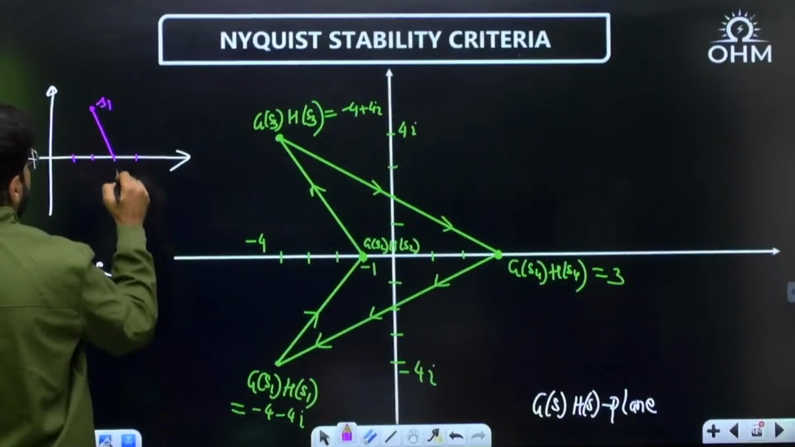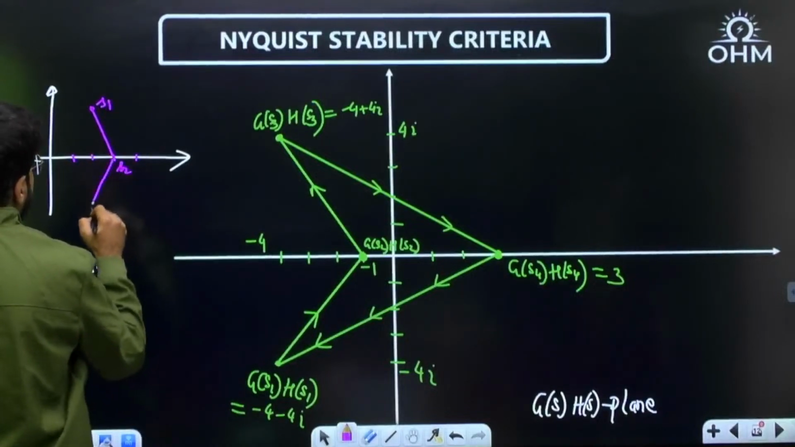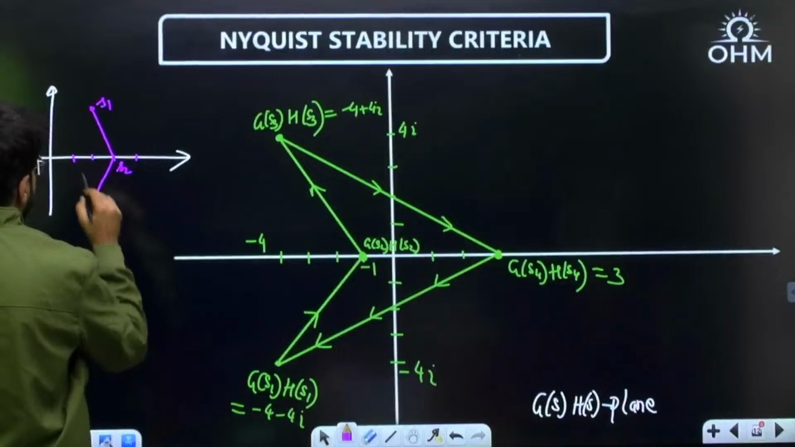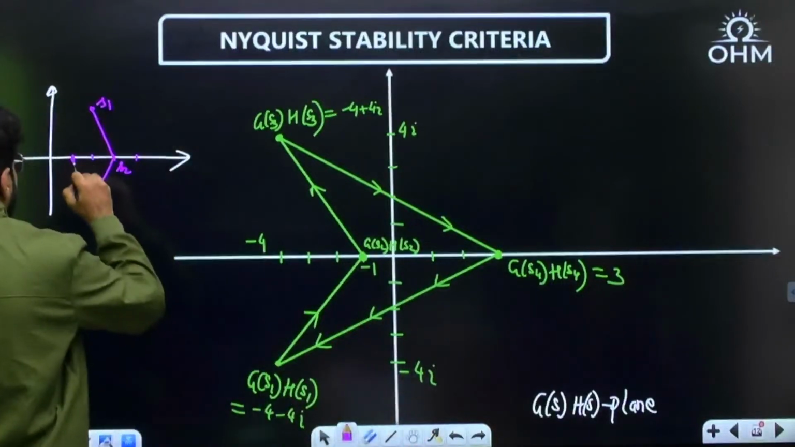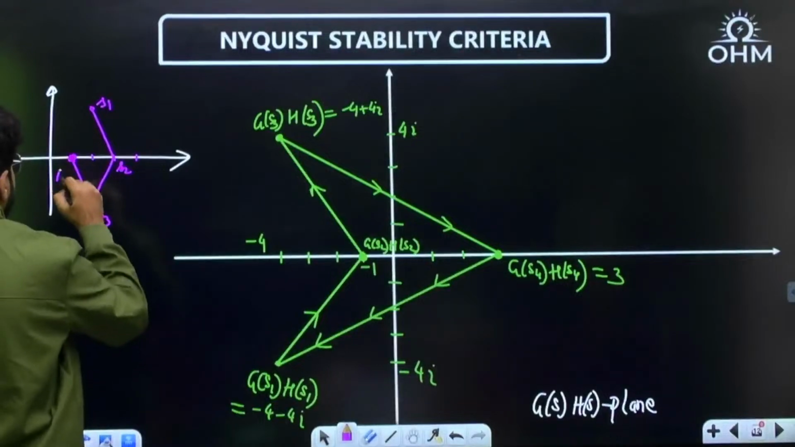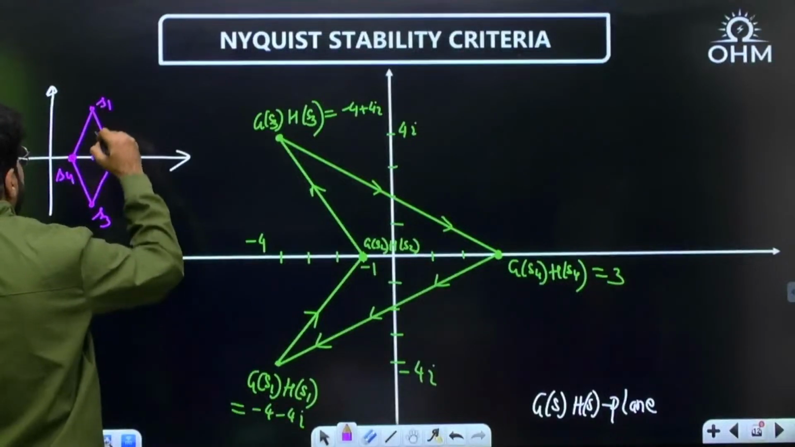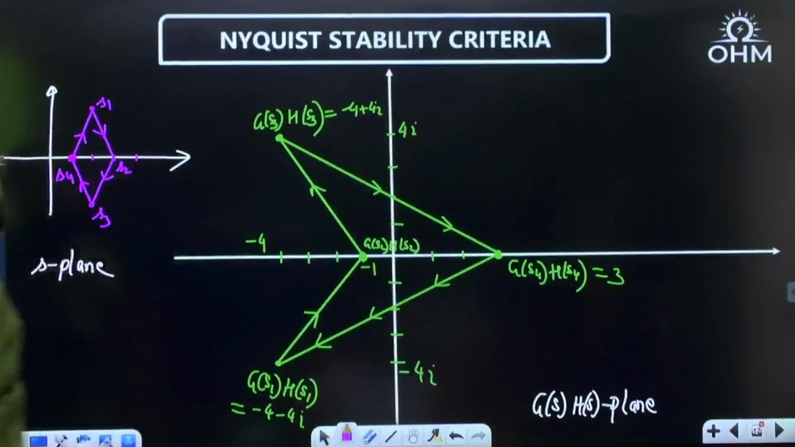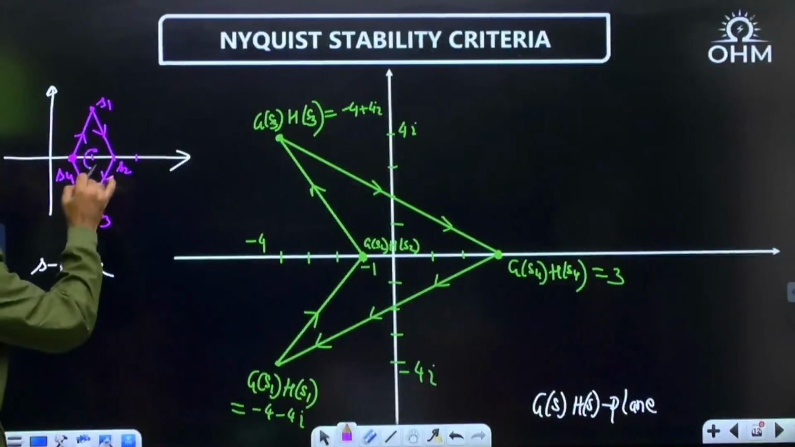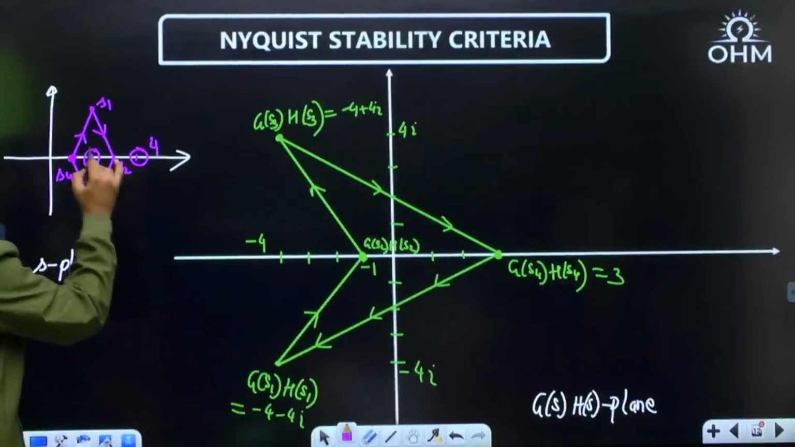Okay, then some another value S2. Then some next value S3. Then some next value here, S4. And from S4 to S1. The values of S were taken in the clockwise manner. 1, 0 inside, 1, 0 outside.